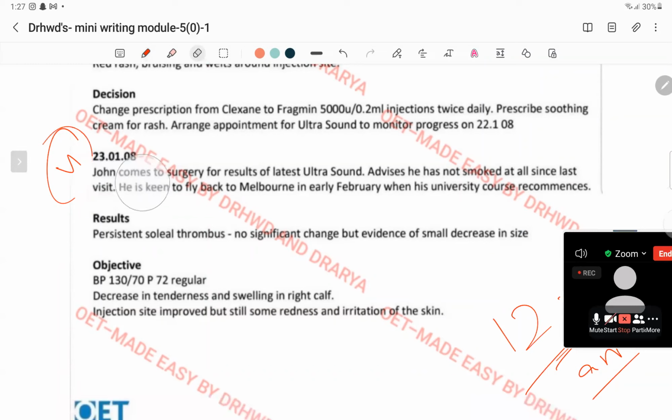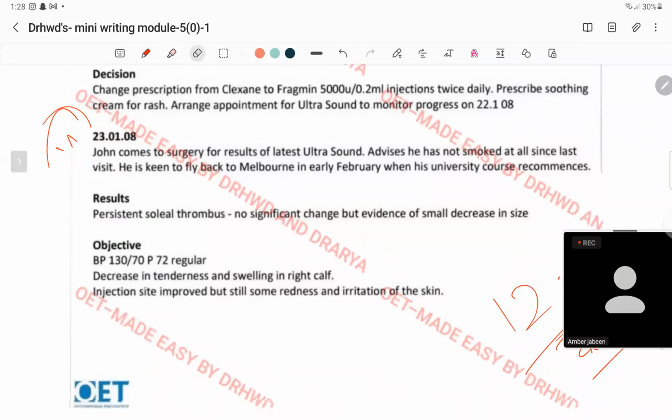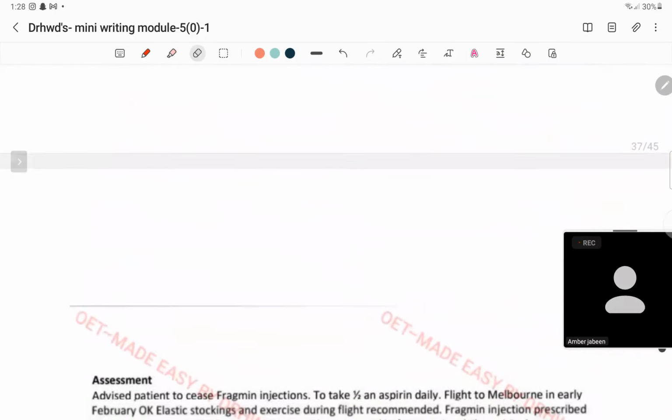It is written, today, Mr. Hayward presented with, today, Mr. Hayward reported that he had stopped smoking. His ultrasound revealed a persistent soleal thrombus with a small decrease in size. His examinations were normal. However, there was a decrease in tenderness and swelling of the right calf. All right. Along with that, the allergy site has improved. Okay, all right, that is it. The ultrasound, we've done that. Okay, then we're writing.